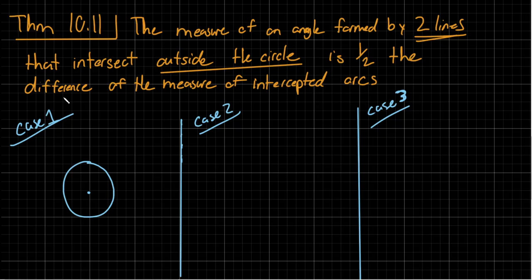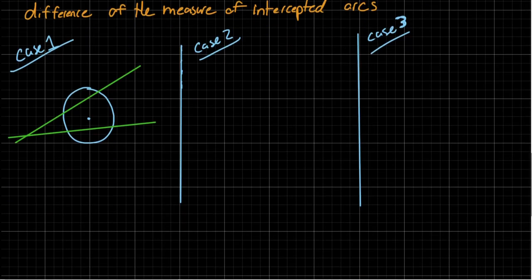Okay, case 1. We're drawing it right now. You guys drew 2 lines that hit 2 points in a circle and met outside. Those green lines are what type of lines? Yep, 2 secant lines. Okay, and there's an X right there. It formed this angle X. So angle X.